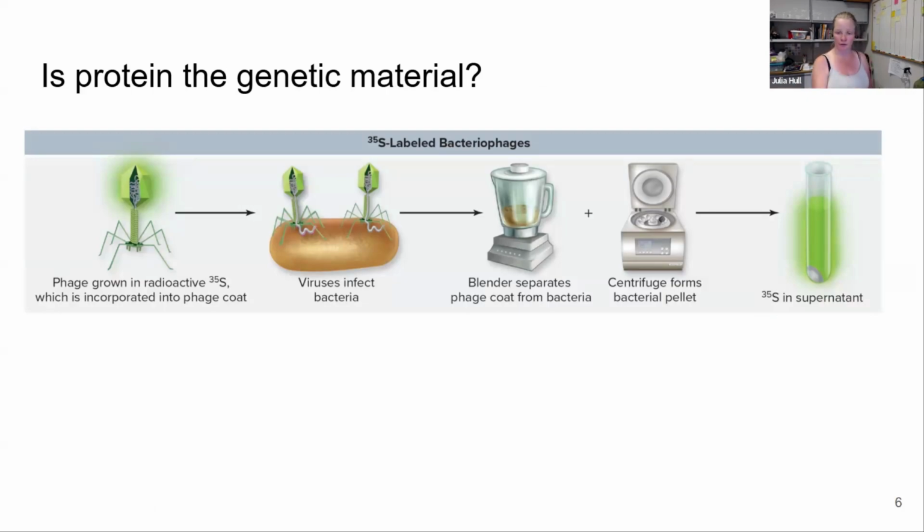They labeled viral proteins with radioactive sulfur, which is an element found in proteins but not in DNA. And the viruses were then allowed to infect the bacteria. The researchers then spun down the solution to create a pellet of cells down at the bottom of the test tube. They found that the radioactive sulfur in the viral proteins was outside of the bacterial cells.